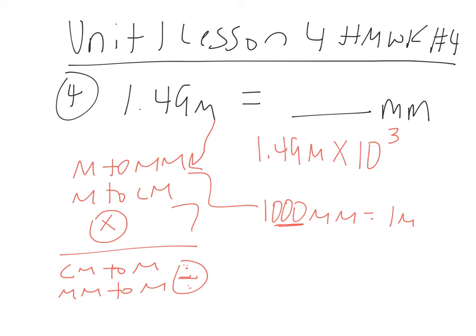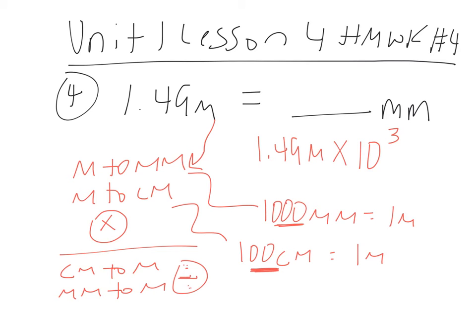If it was centimeters in the problem, which it isn't, but if it was, then the exponent would be 2 because there's 2 zeros. Okay? So that's why we know that the exponent is times 10 to the third.